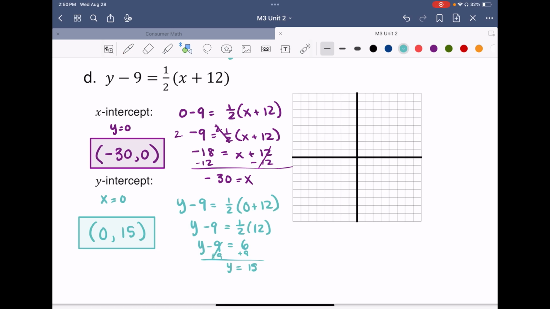Okay, for part D, we get some larger numbers, but we just, again, for the x-intercept, we're going to plug 0 in for y, and we're just going to solve for x. With the y-intercept, you plug 0 in for x, and you solve for y. So for the x-intercept, we get (-30, 0), and for the y-intercept, you get (0, 15). With these numbers being a little larger, we're going to have to count by things other than 1.